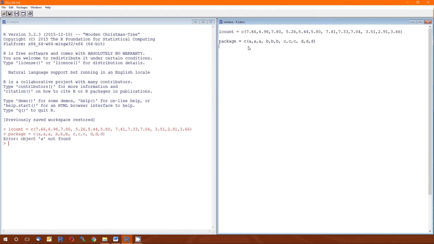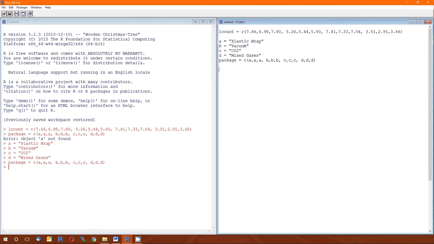If the A were in quotation marks, R would recognize that as the letter A. Since it's not in quotation marks, R is looking at A as being a variable, which is fine, because now I can define A as a variable as plastic wrap. I can define B as vacuum, C as CO2, and D as mixed gases. I run those four lines, package, no problem.